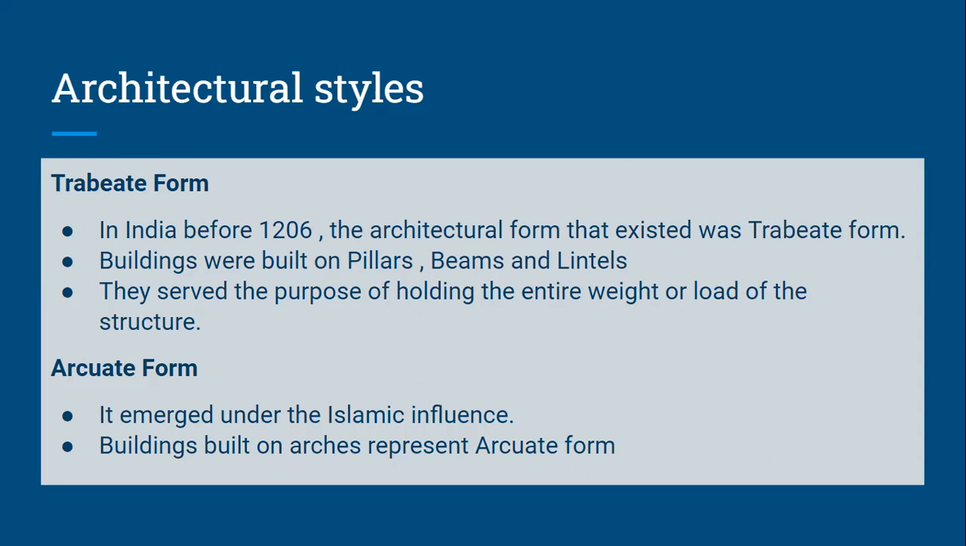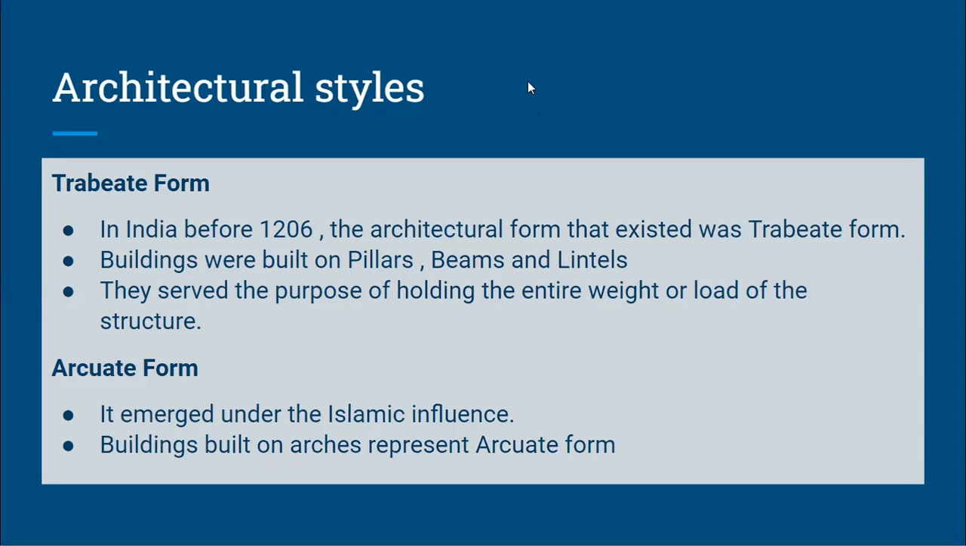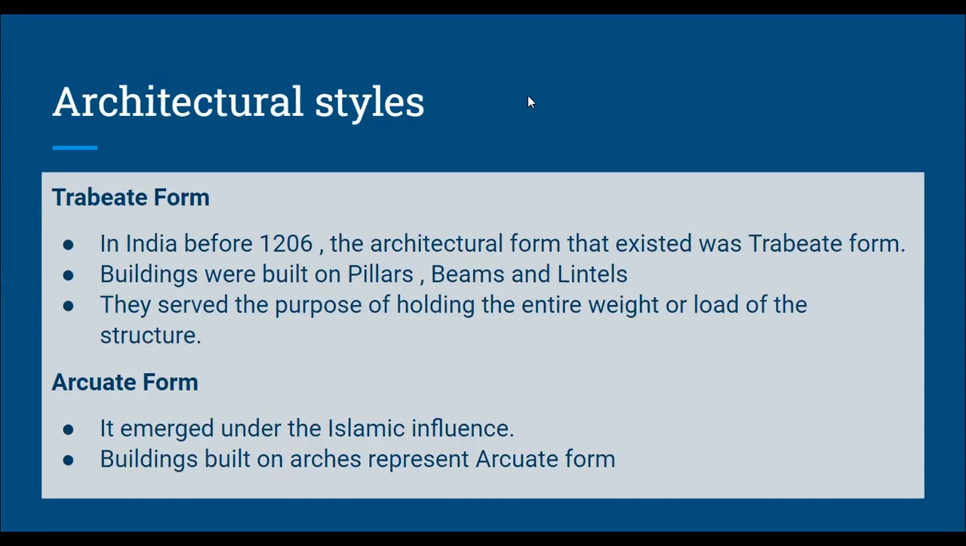Next is the arcuate form. The arcuate form entered India under Islamic influence. Its basic defining principle is buildings built on arches. Arches are the defining feature of the arcuate form, and such buildings are called arcuate buildings, right? So these are the 2 architectural patterns.